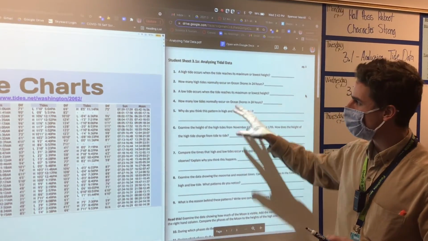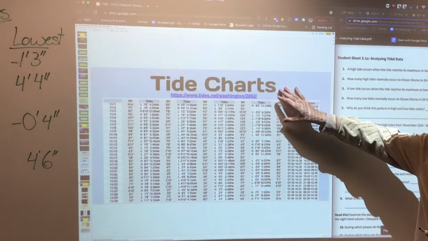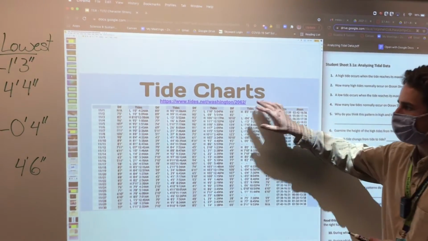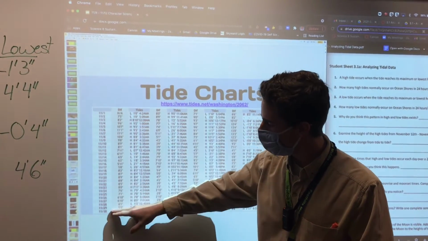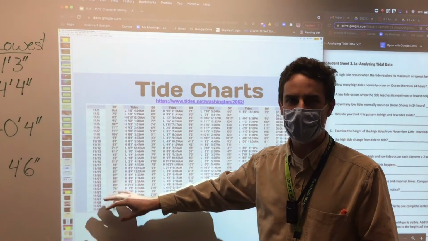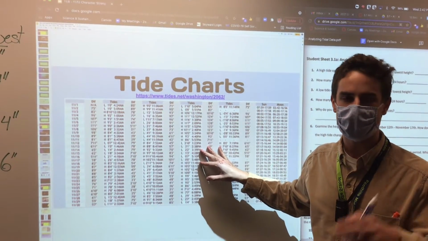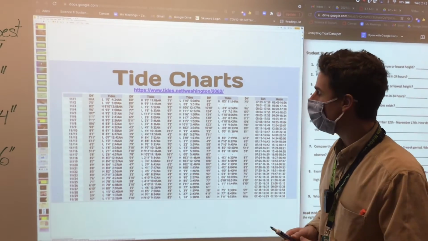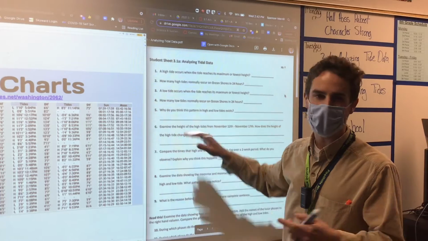I want you to know that this is the first page. If you continue to scroll down, you're going to find this tide chart. This tide chart is for the whole month, from the 1st to the 30th of November, at Ocean Shores, a beach on the Washington coast. And I'm going to go through questions 1, 2, 3, 4, and 5 with you.